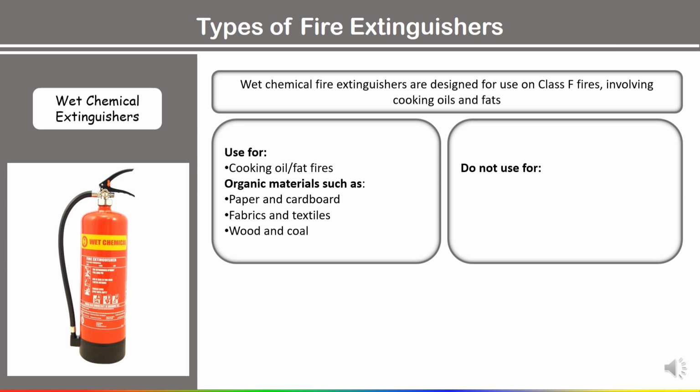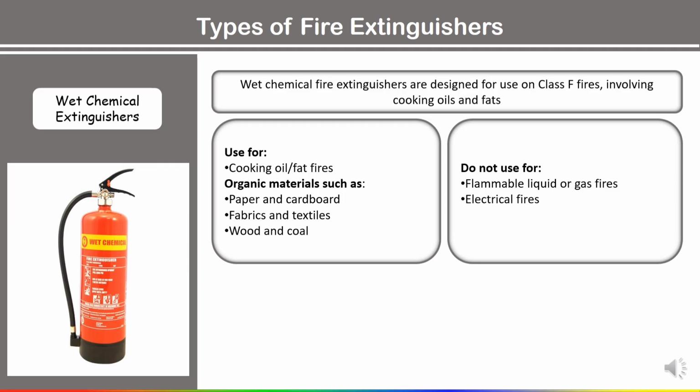Now where we do not have to use the wet chemical is given here, like flammable liquid or gas fire. So never use this wet chemical extinguisher for flammable liquid or gas fire. Why? Because remember, wet chemical extinguishers are not effective at controlling flammable gas fire, or even flammable liquid fire, because water based chemical can cause the gas to spread or the flame to increase due to the volatility of the fuel. So never use it.